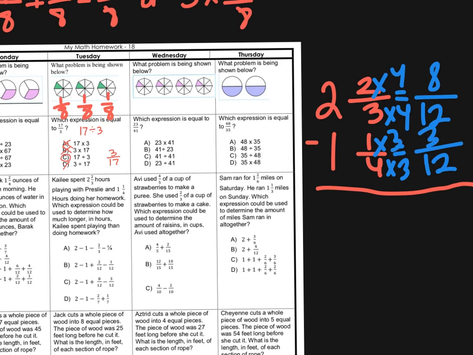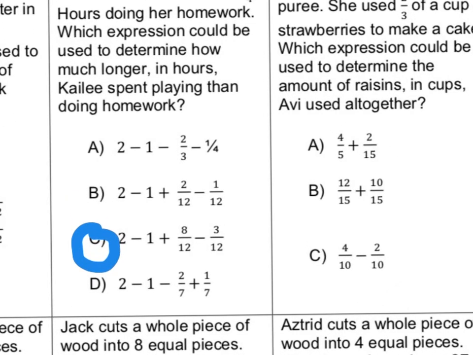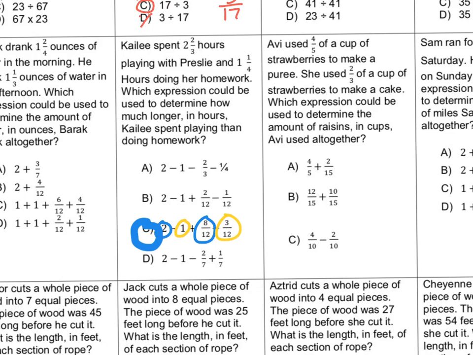So it will be 2 minus 1, and then you also have the 8/12 and the 3/12. So they're all 2 minus 1, but the one that has 8/12 and the 3/12 would be the letter C. Because now it's saying you have your 2 hours from playing, and you have your 8/12 from playing. This is the amount of time doing homework, 1 hour, and 3/12, which you subtract. So that's the only one that makes sense. All the other ones don't have anything with 8/12 or 3/12.